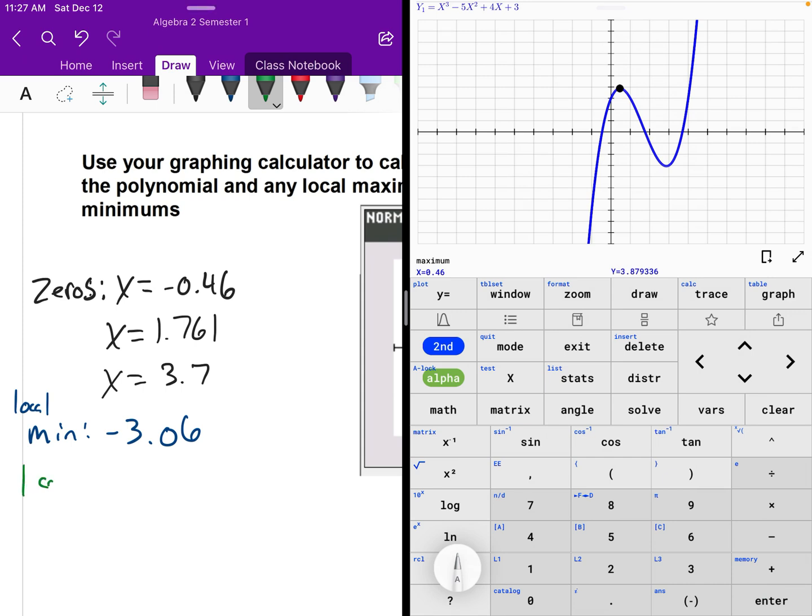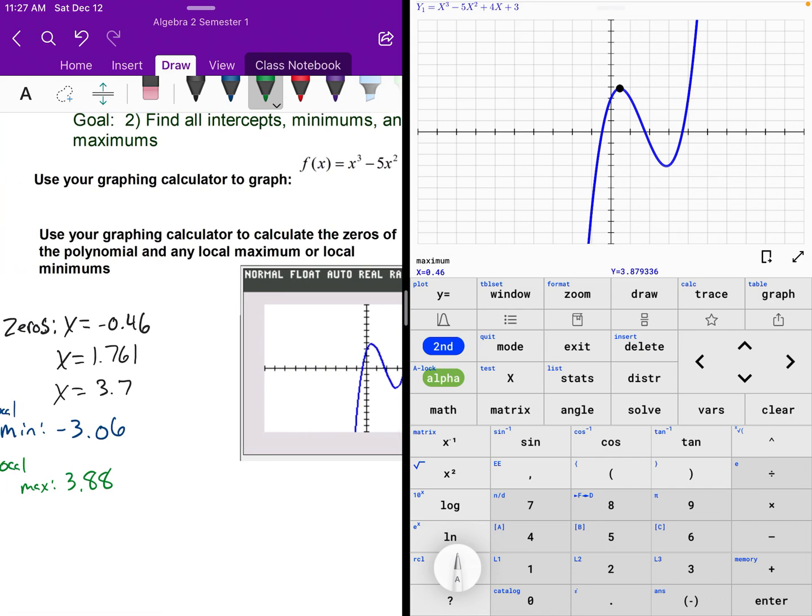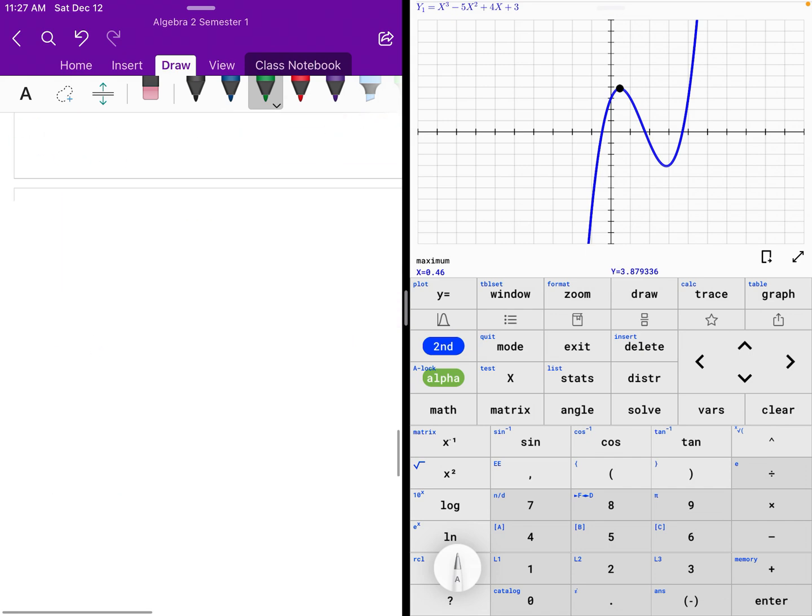And again, local max. Just looking for the y coordinate. Let's go to the hundredths place again. 3.88 for our local max in that case. All right, so that's all we need to do for that one. Calculating those zeros and their local max and mins.